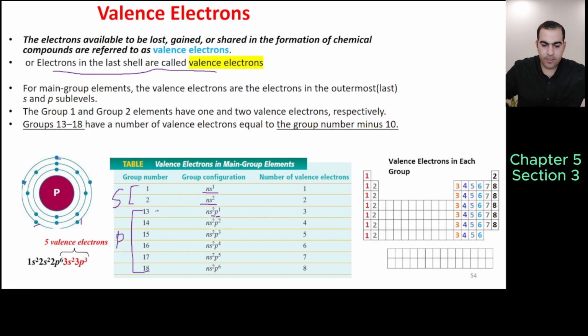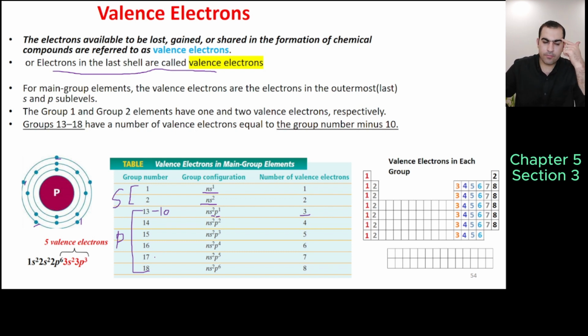13 minus 10 equals 3 valence electrons. If I get a problem on the exam: how many valence electrons do the elements of group 17 have? How many valence electrons do they have? You would think like this.